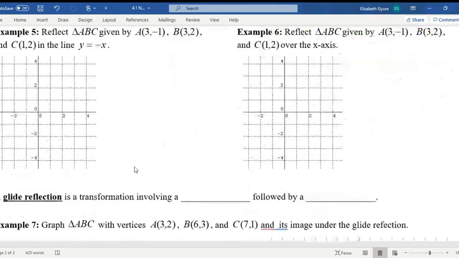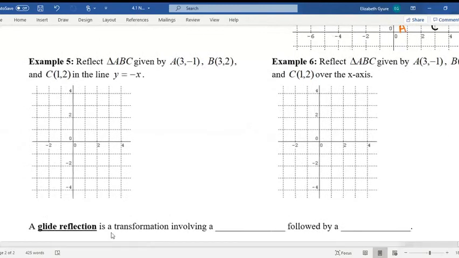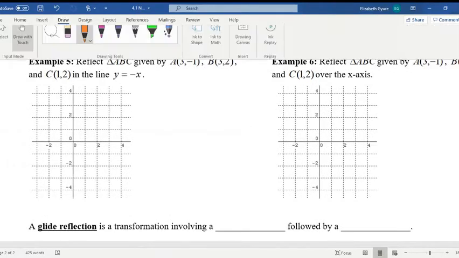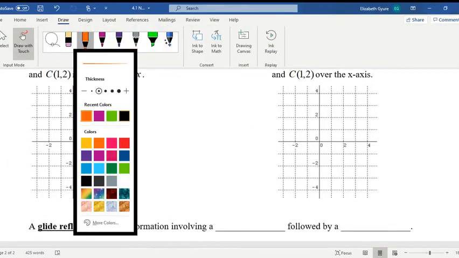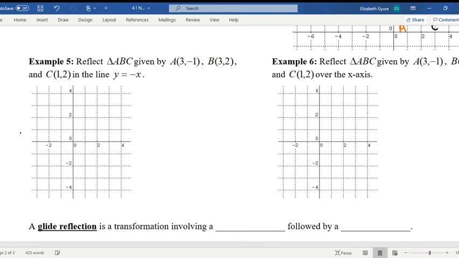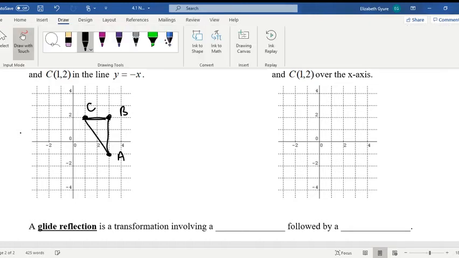5. Reflect triangle ABC, given that A is 3, -1, so I'm just going to go through and draw this. A is 3, -1. B is 3, 2. And C is 1, 2. So you have like a little right triangle going on here.